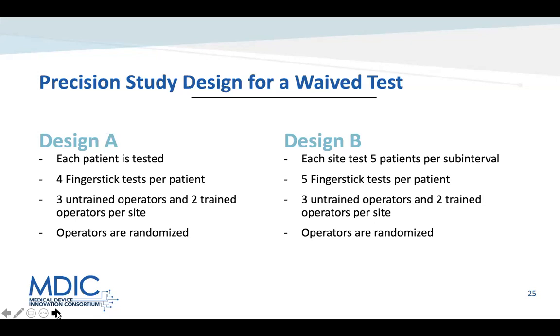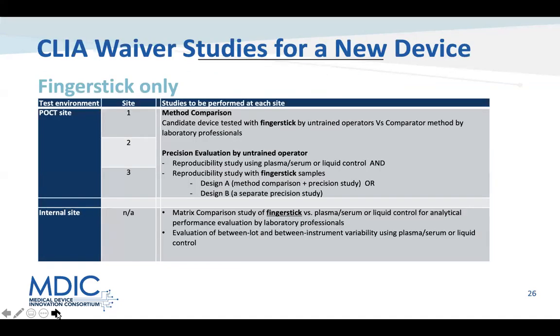And in design B, similar to the previous study designs, you have 5 patients per sub-interval of the concentration ranges, and you have 5 fingersticks per patient, 3 by untrained operator and 2 by trained operator, and do this evaluation of the various subcomponents of the precision from that data. So these are the 2 different approaches. Again, as in the previous case, you may want to pick the design based on the complexity of the device and the ease of access to the patients as well. If you can go to the next slide.